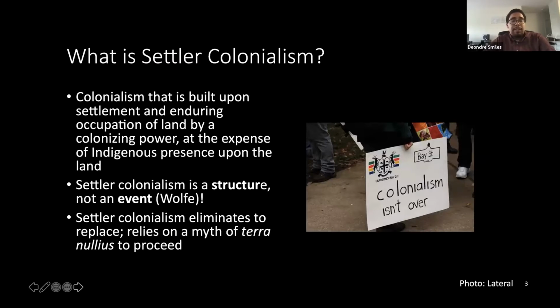So settler colonialism is distinct from what we would call more traditional extractive colonialism, where a colonizing power comes in and extracts resources out of a territory to bring back to the colonizing country. Settler colonialism works a little differently. It's a form of colonialism that is built upon the settlement and enduring occupation of land by a colonizing power at the expense of Indigenous presence upon the land.